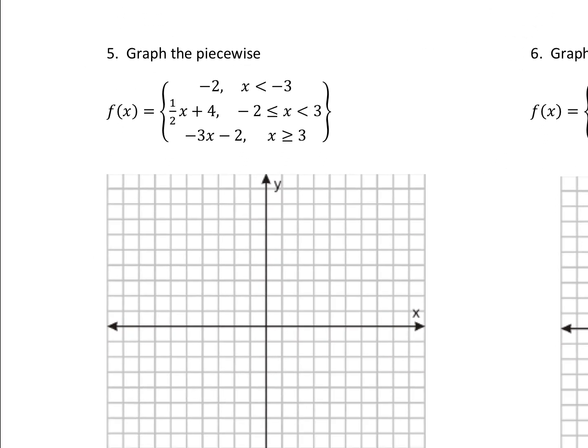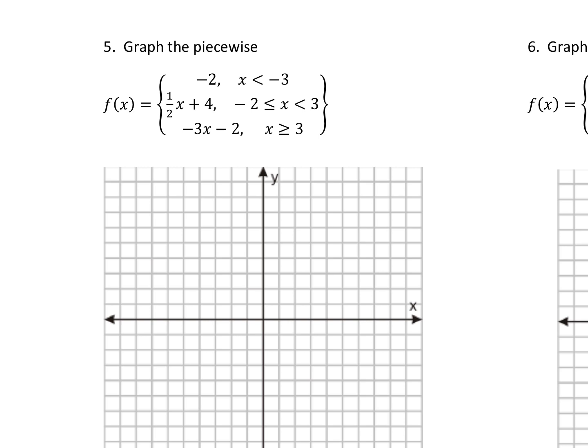I'm going to start with the first one. The first one that we have is that -2 when x is less than -3. We are going to have an open circle where x is -3 because it's not also equal to. This is just a solid horizontal line at -2. So our y is going to be -2, our x is -3, open circle, and that line is going to go straight to the left because our x values that are being covered are less than -3.